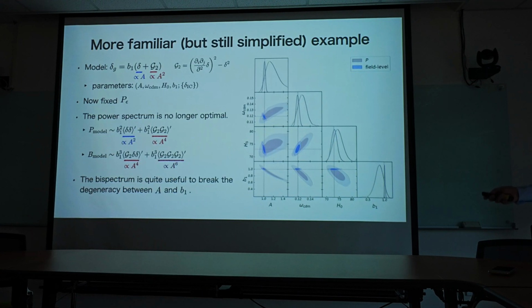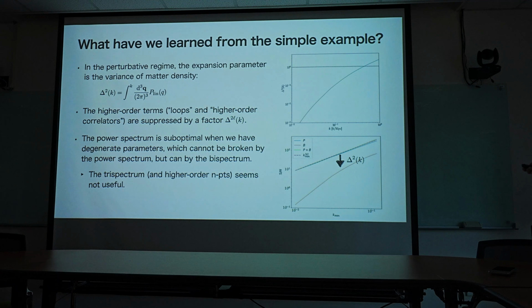I think it's better to move on to this slide. Yeah. So all of the higher order effect is suppressed by this factor, as you know: the variance of the density field. I will explain this slide, then answer your question.